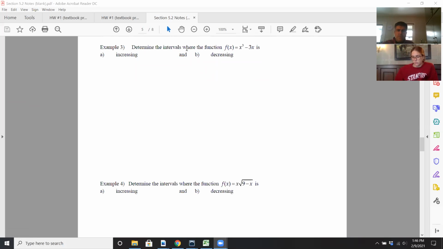You're asked to determine the intervals where this function is increasing and decreasing. So the first thing you're going to want to do is work out your derivative. I'll do it off to the side here. What's my derivative here? 3x squared minus 3, right? That's easy. Now, you're going to set it equal to 0 and solve for x.